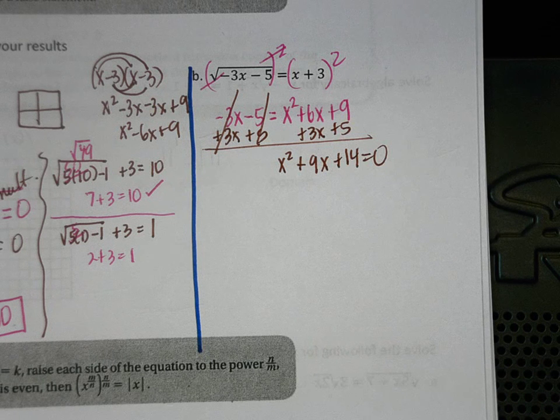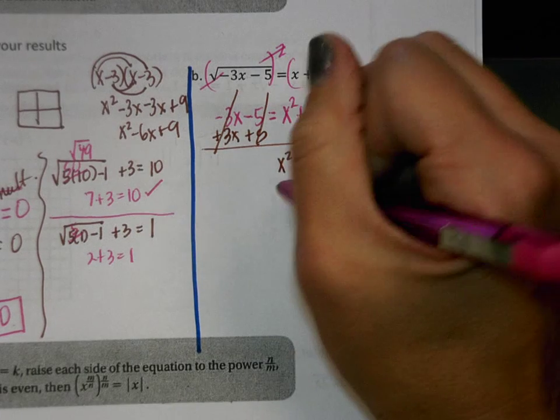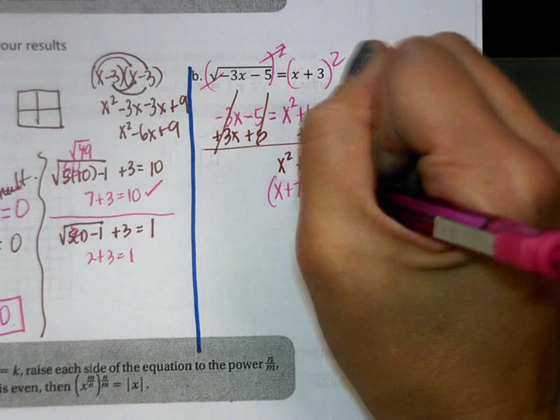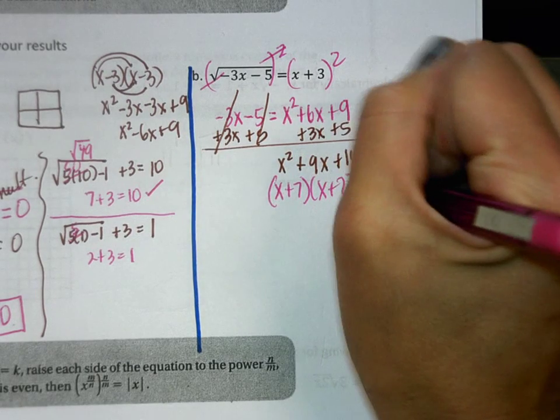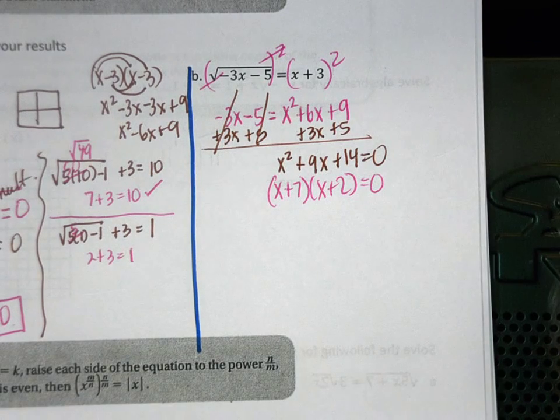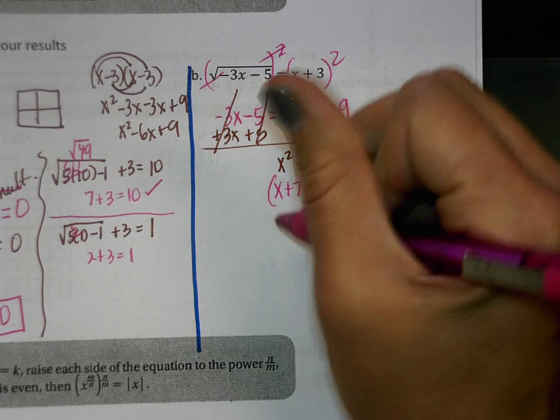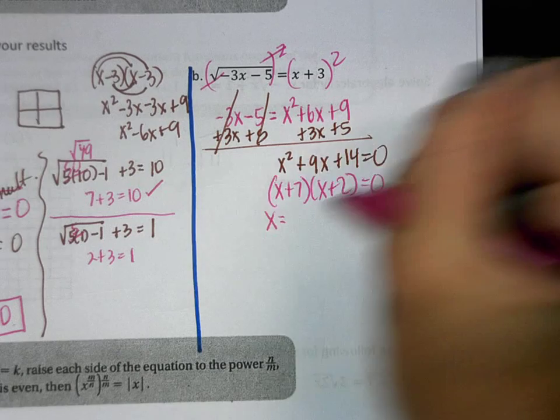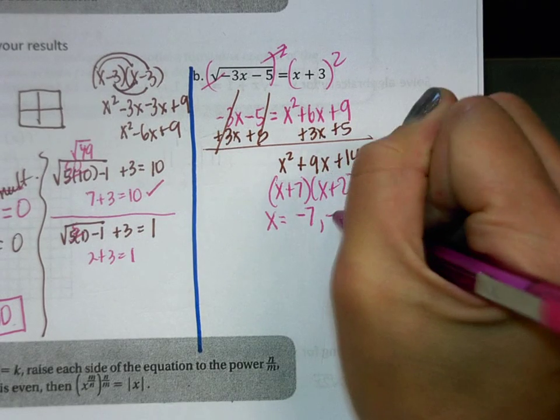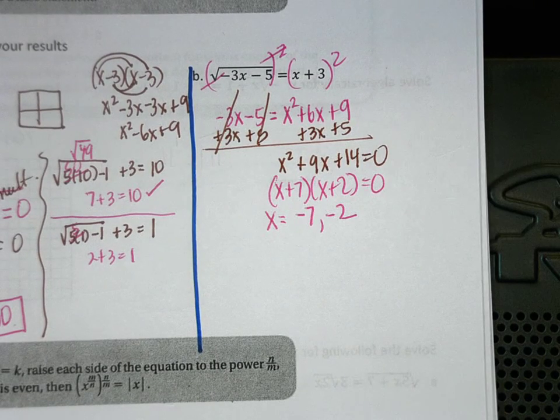So now we're looking for two numbers that will multiply to be 14 and add to be 9. Good. So we have x plus 7 and x plus 2. Those multiply to be 14 and add to be 9. And when we set those equal to 0, what does x equal? Negative 7 and negative 2. Good. Okay, so now we need to what?